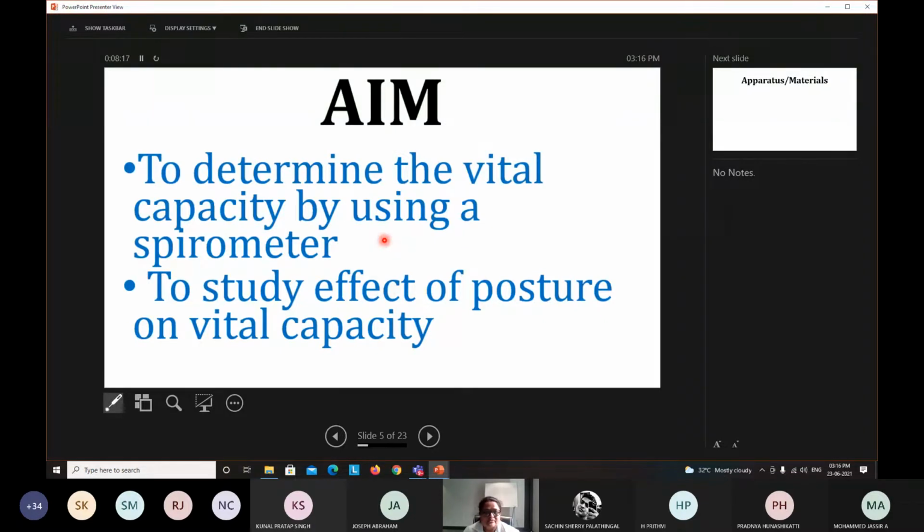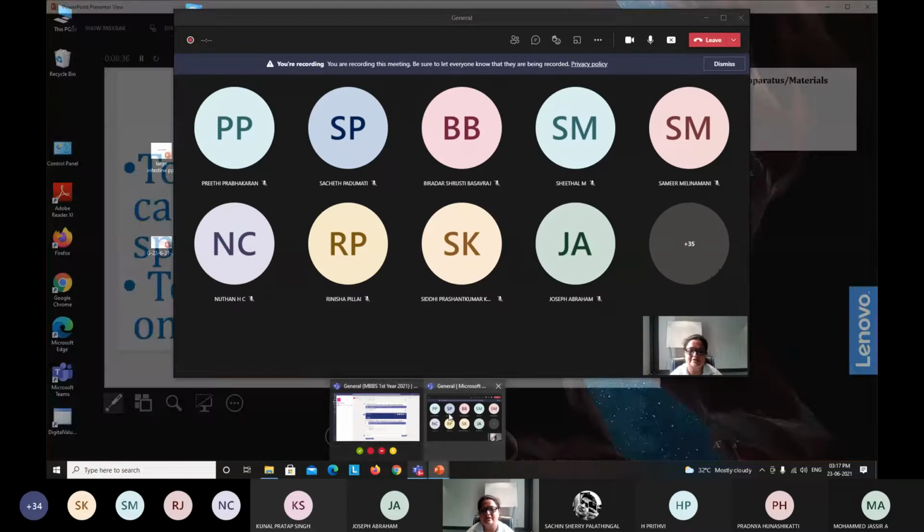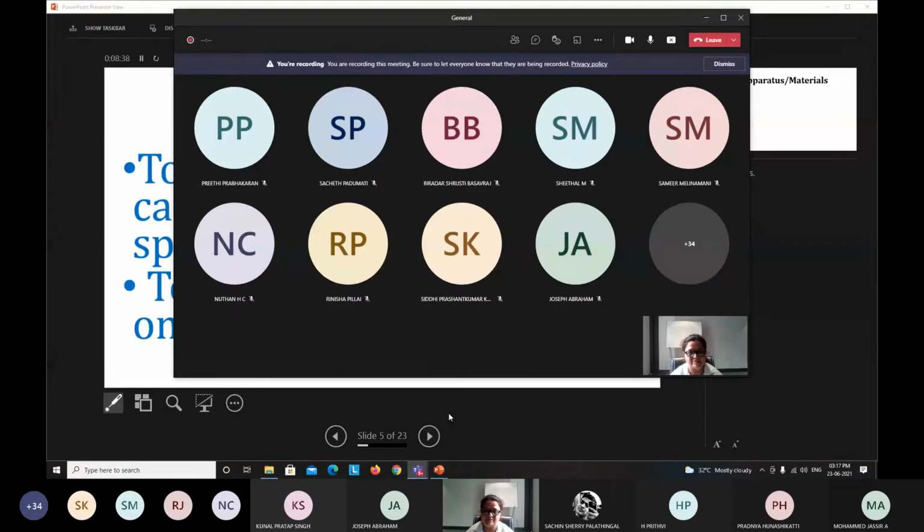So first we'll record how much the vital capacity is in a given subject. Then we are going to see how the change in posture is going to affect the vital capacity. Okay, can anybody define what is vital capacity? Yes, anyone? It's been covered now. What is vital capacity?